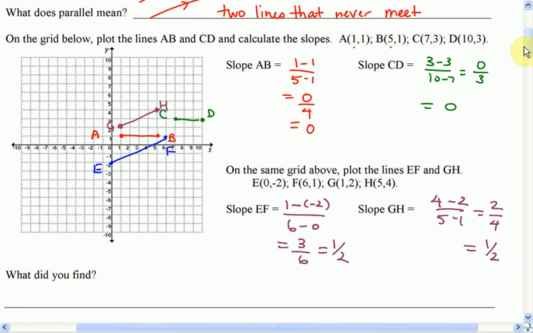I like how you found the slope. You remember stuff from last chapter. What do you notice about the slopes of parallel lines then? They're the same. They're not always a half, but look, I have two sets of parallel lines. EF and GH, slope the same. AB and CD, slope is the same. So what do you find? I want you to say this: parallel lines have the same slope.